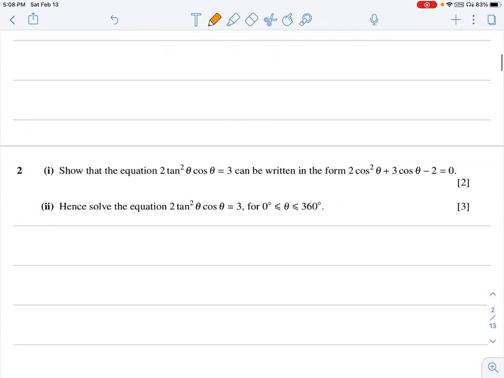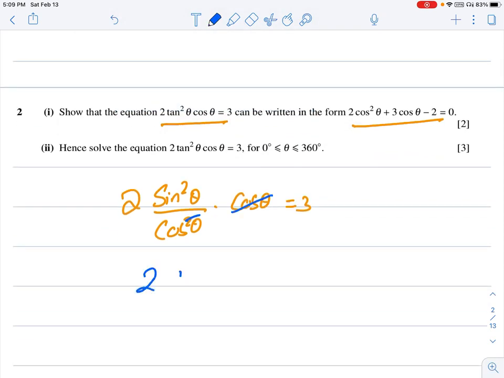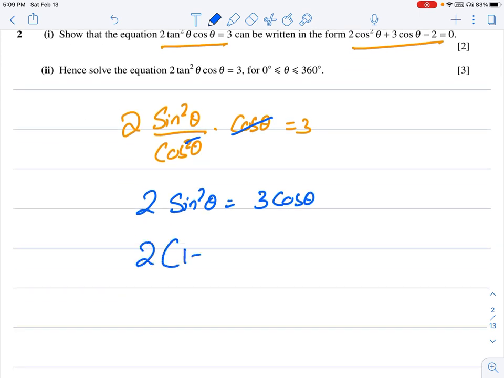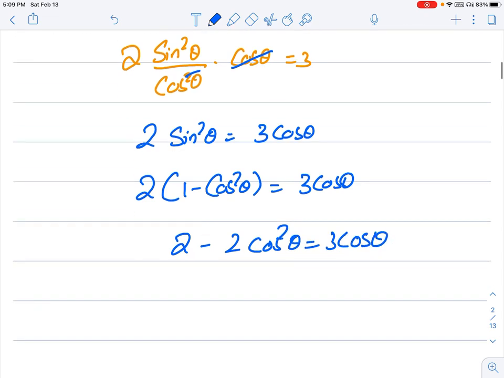Question number 2. Show that the equation 2 tan square theta cos theta equal to 3 can be written in this form. 2 tan square theta can be written as sin square theta upon cos square theta, times cos theta equals 3. One cos theta gets cancelled. So 2 sin square theta equal to 3 cos theta. 2 sin square theta can be written as 2 times 1 minus cos square theta is equal to 3 cos theta. So 2 minus 2 cos square theta equal to 3 cos theta. From there, I get 2 cos square theta plus 3 cos theta minus 2 is equal to 0.